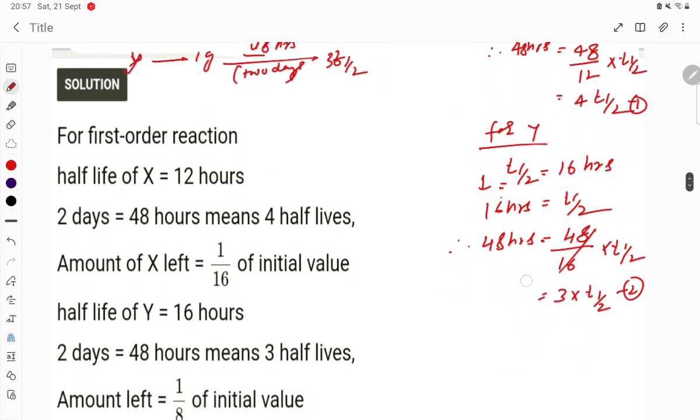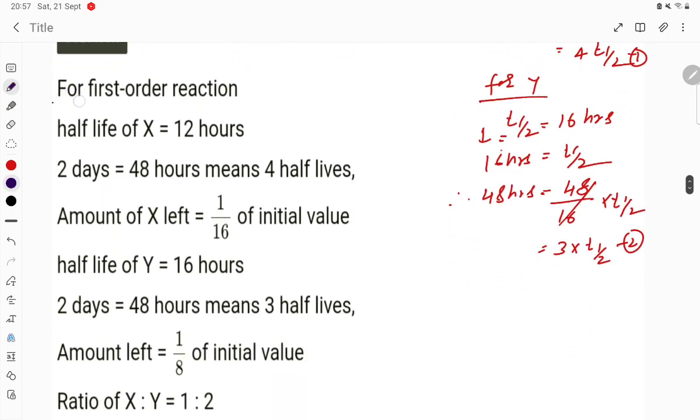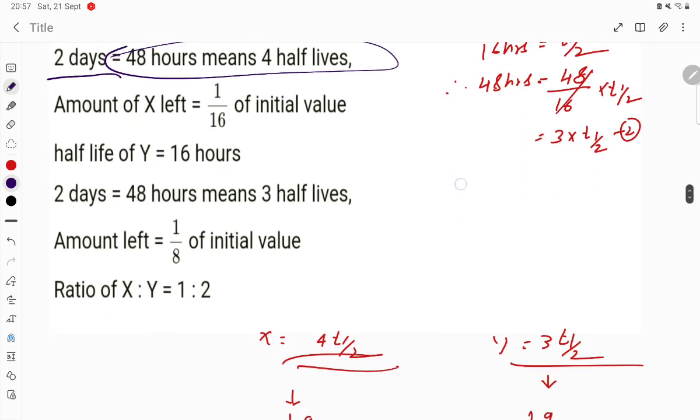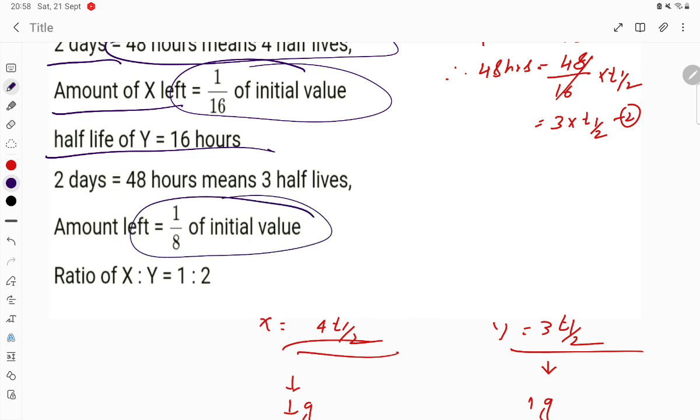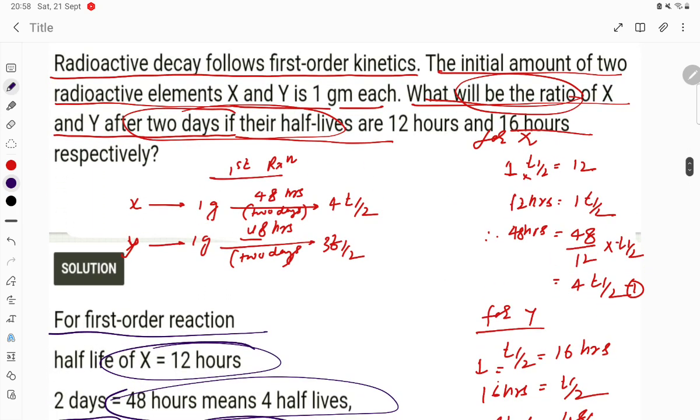Dear students, see here the answer. For the first order reaction, the half life of X is 12 hours. In 48 hours, which is 4 half lives, the amount of X left is 1 by 16 of the initial. The half life of Y is 16 hours, so that is 1 by 8 of the initial value. So the ratio of X and Y is 1:2. This is very simple, student, if you try to solve.